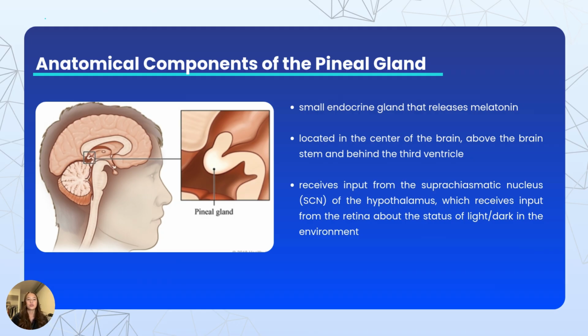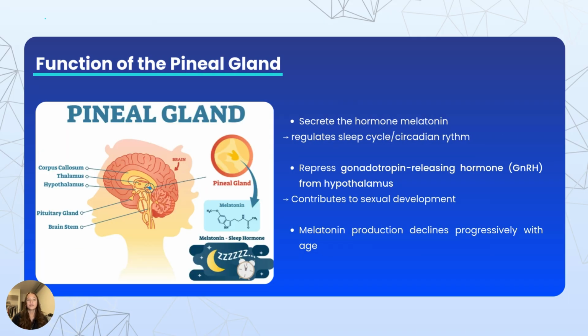Next are the anatomical components of the pineal gland, and it is a small endocrine gland that releases melatonin. It is located in the center of the brain, above the brainstem and behind the third ventricle, and it receives input from the SCN from the hypothalamus, which receives input from the retina about the status of light/dark in the environment. The functions of the pineal gland.